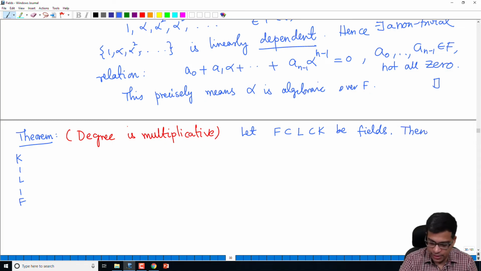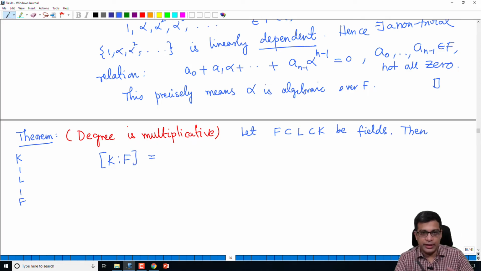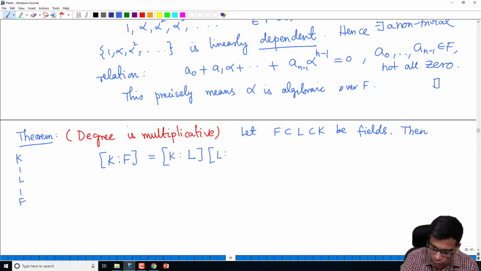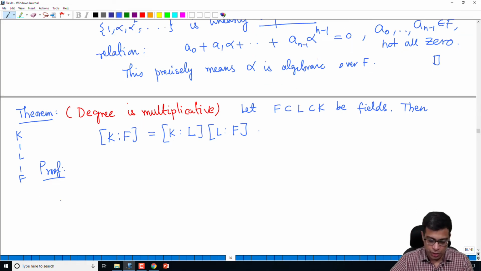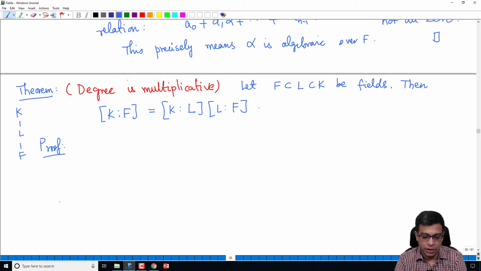Then what we can say is K colon L or K colon F, the degree of the largest field over the smallest field is the product of K colon L and L colon F. And I am also including the possibility that they are infinite here. So I'll prove that also as part of the statement. In particular, what we are saying is that if either of these numbers K colon L or L colon F is infinite, K colon F is also infinite, with the convention that infinity times anything is infinity. So let's first settle that case.